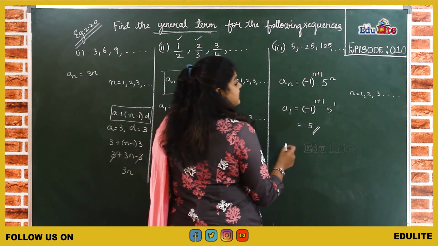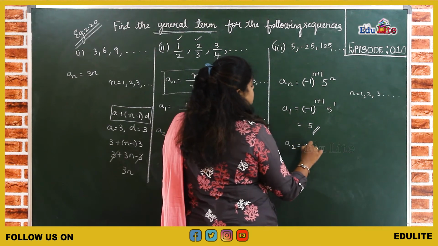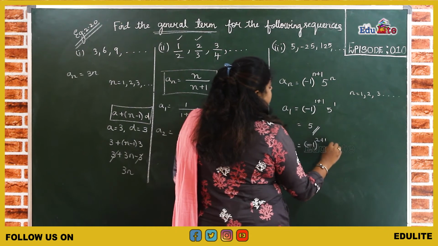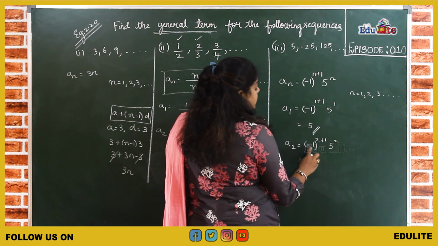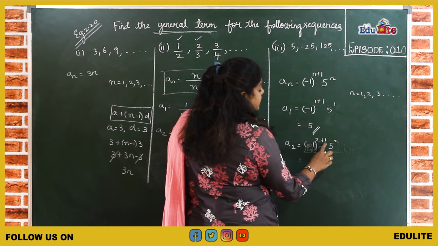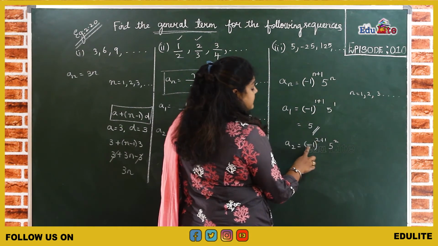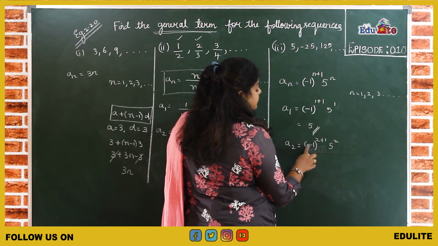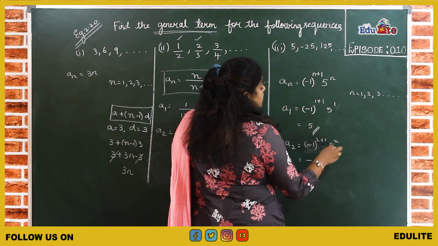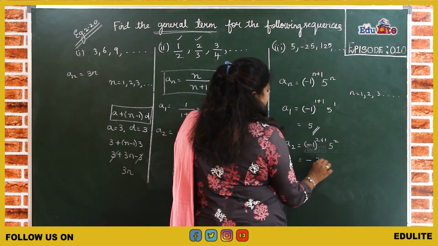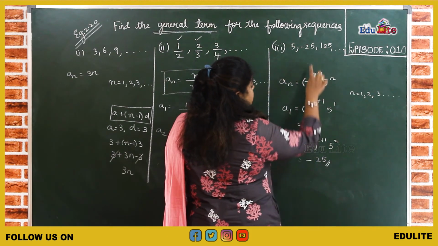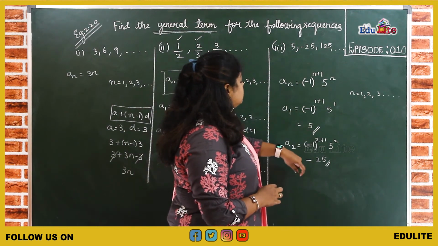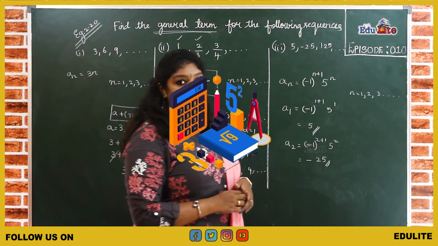Similarly, I will do it for the second term. I will consider the value of n as 2. Therefore, a2 equals minus 1 power 2 plus 1, times 5 squared. Now if you see, minus 1 power 3, since 2 plus 1 is 3. When it is cubed, the minus will stay. That is, when the power is an odd number, the minus will stay. Therefore minus 5 squared, which is minus 25. So thus we got the second term. Thus we have found the nth term for the above sequence given.